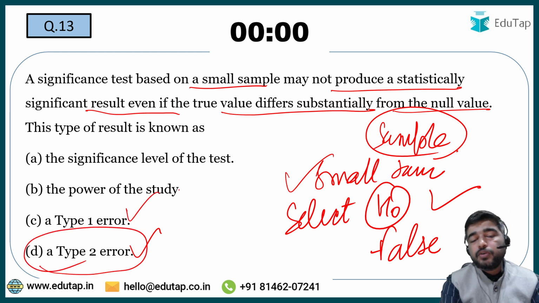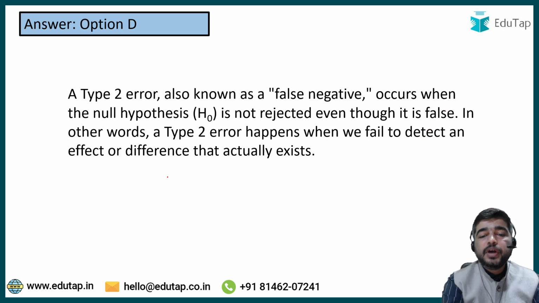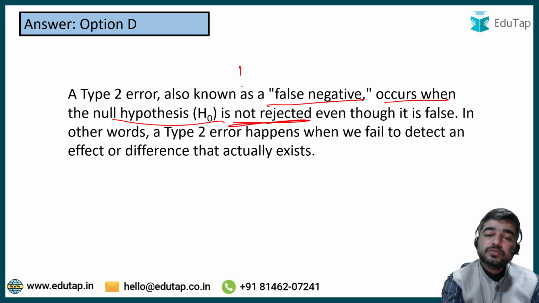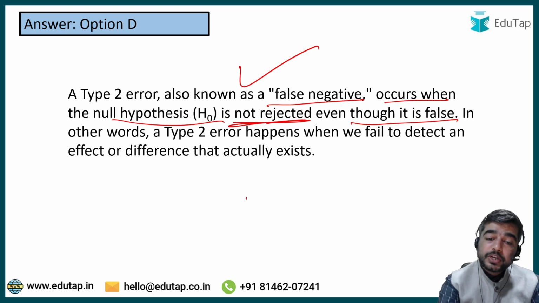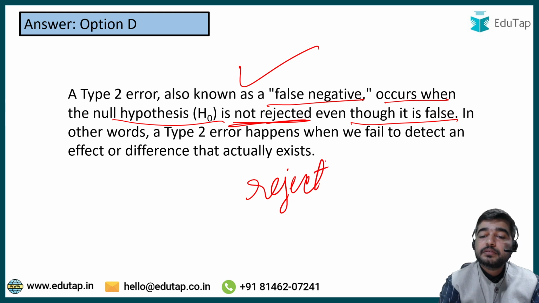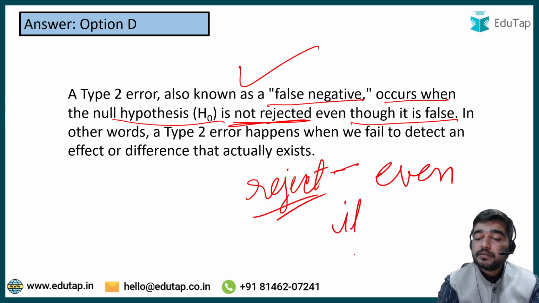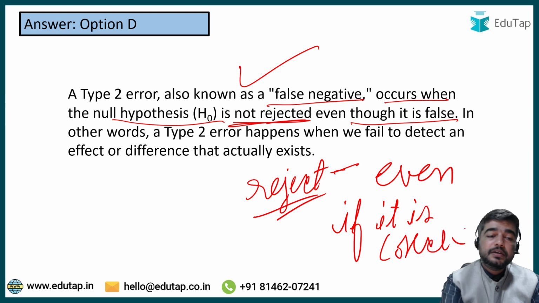Type 1 and type 2 errors. Type 2 error, false negative, occurs when the null hypothesis is not rejected. You select the null hypothesis even though it is false. Type 1 is when you reject the null hypothesis even if it is correct. That is type 1 error.